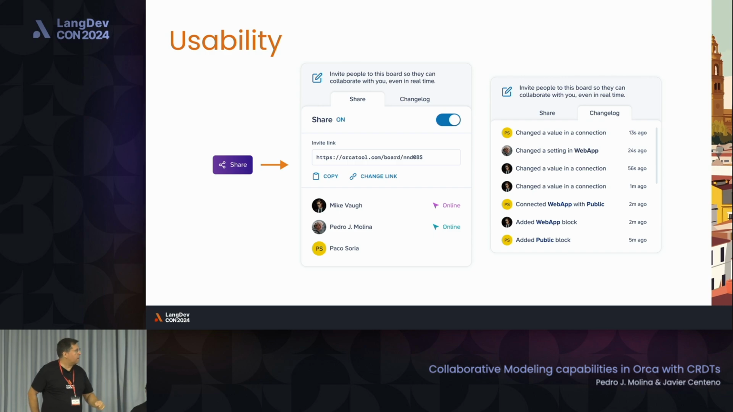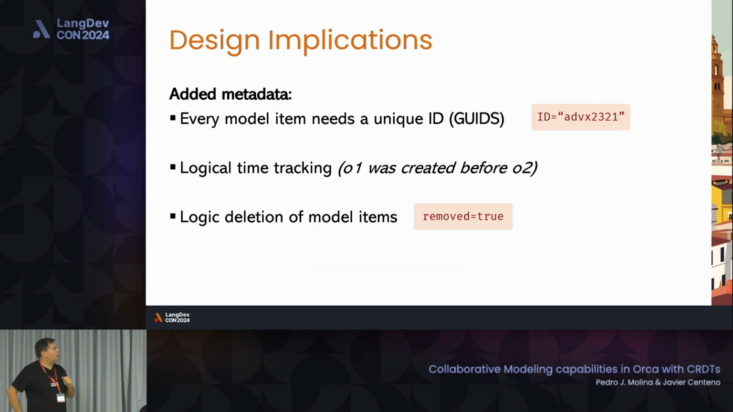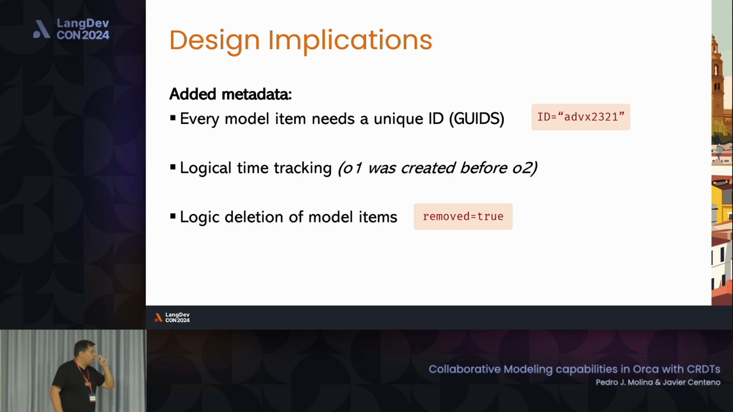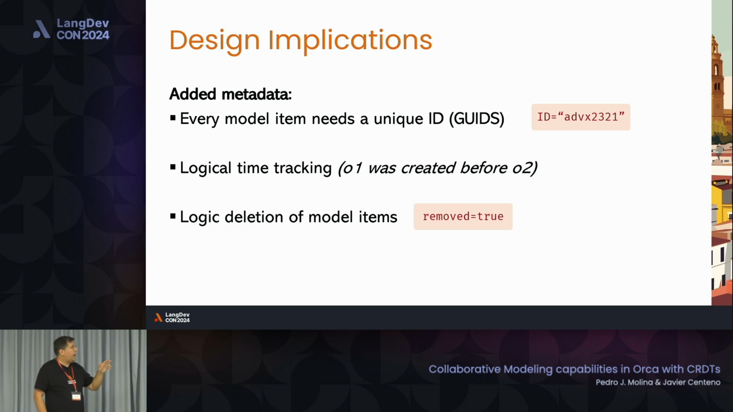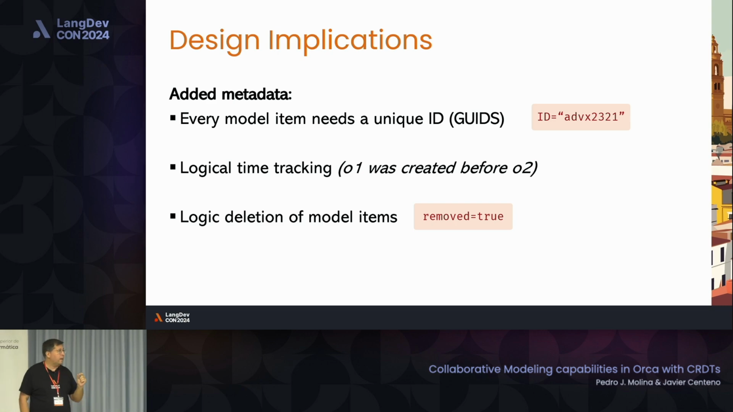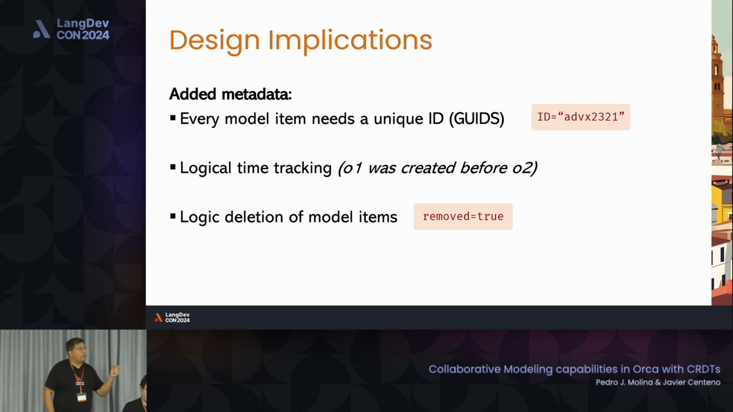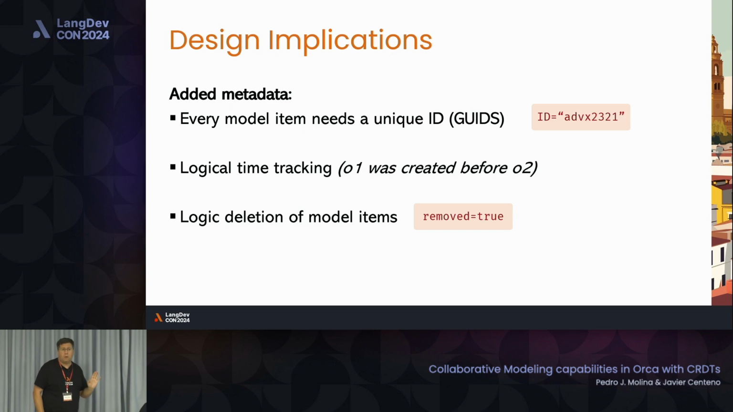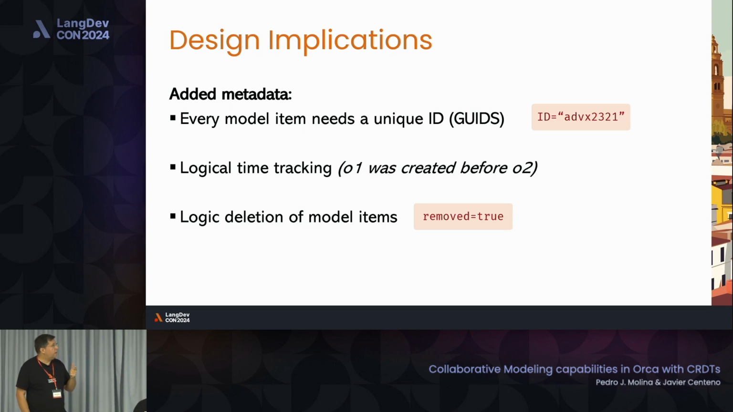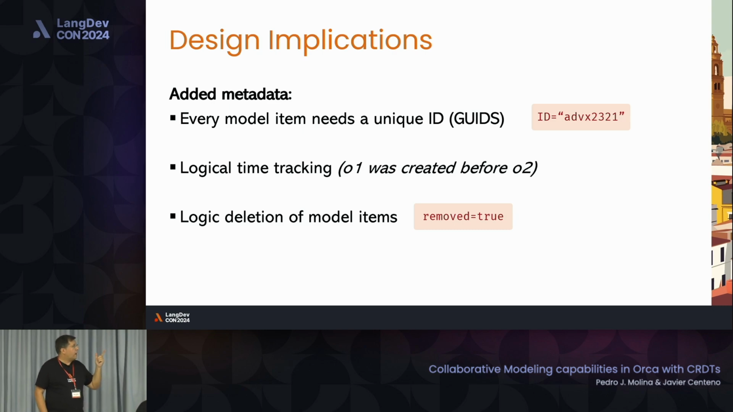Next, please. So, what implication do we have on the model? Well, we need to add extra metadata. For example, for everything you are going to build in the model, you have to add unique IDs, just for tracking and referencing, so the deltas are correctly identified. Maybe these IDs could have a computer or user identifier to know where they are coming from. It has to be unique. Later on, we need to provide logical time tracking.